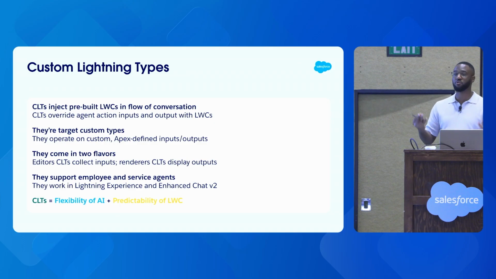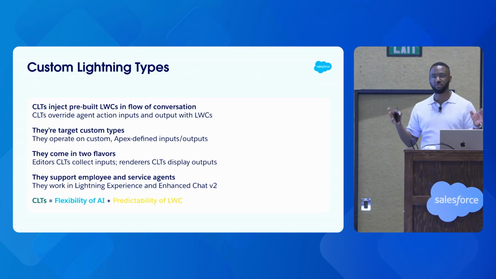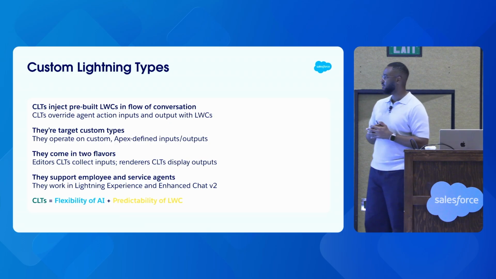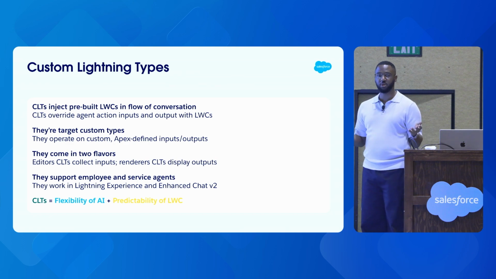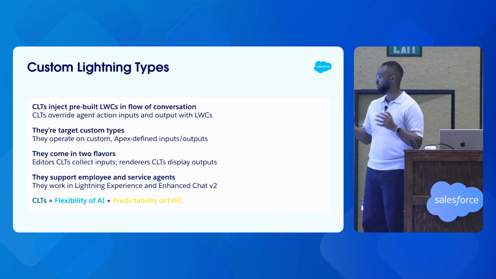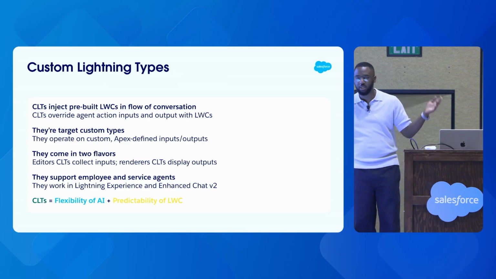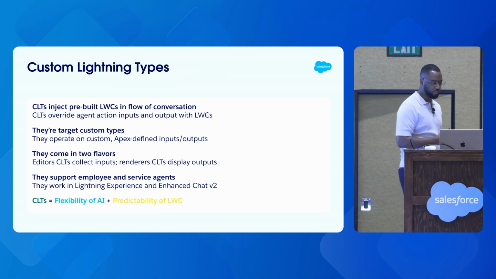And you can use these custom Lightning types to inject Lightning Web Components in agent conversations for both internal employee agents, those are the agents that run inside of Salesforce, as well as service agents that might be on an Experience Cloud site or even a custom-built site hosted on Heroku. And so by using custom Lightning types, you can get the flexibility of AI via Agentforce, as well as the predictability and testability of Lightning Web Components.